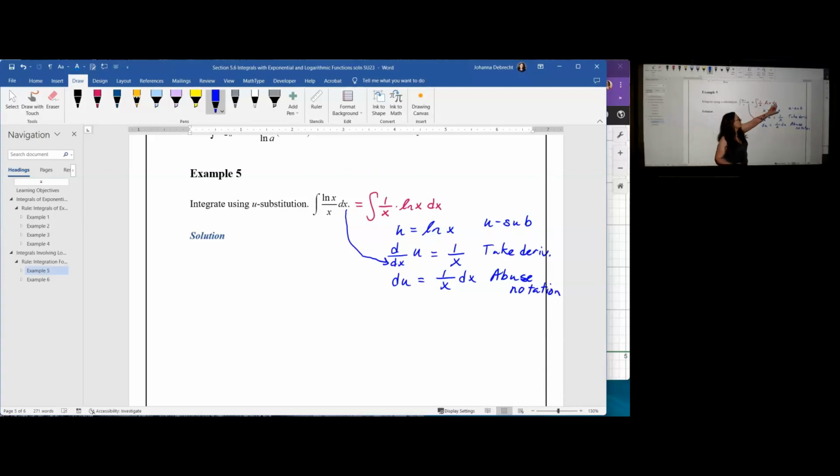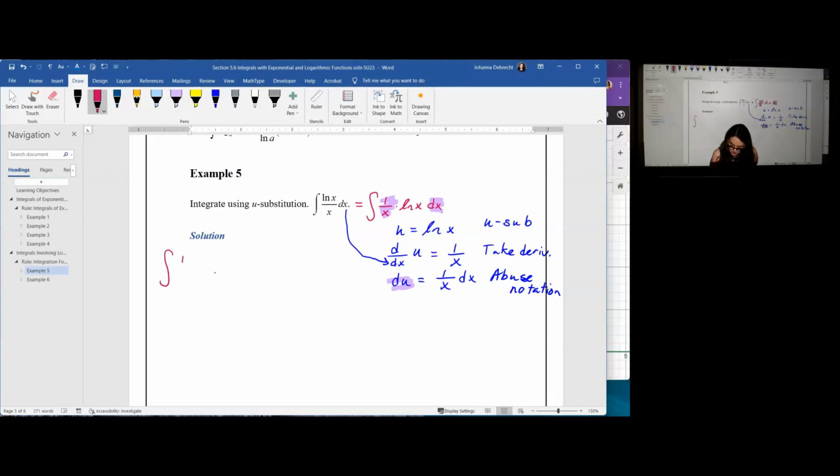Because I've rewritten it in this form, I know I can replace the 1 over x dx with du. In other words, I'm replacing this part of the original integrand. I'm substituting that for this du here. And for natural log of x, I will substitute u. Let's go ahead and write down what we would get.